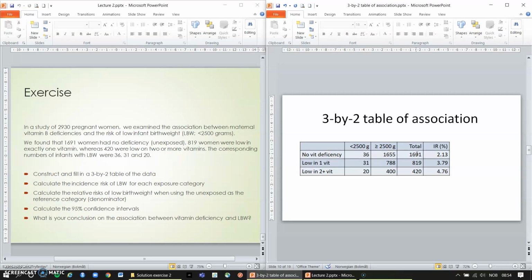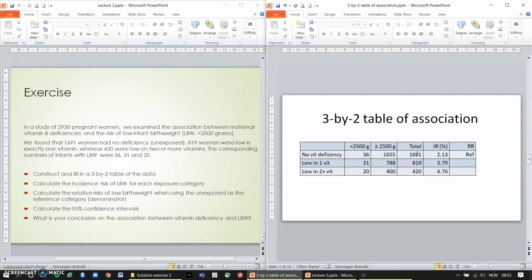In the third question, we will use the incidence risk above to calculate the relative risk for the association between maternal vitamin B deficiency and infant low birth weight. We are asked to use the unexposed group as the reference group. This means that we will use the first exposure group as the denominator for the two other exposure groups. In other words, we compare the incidence risk for those exposed with those unexposed.